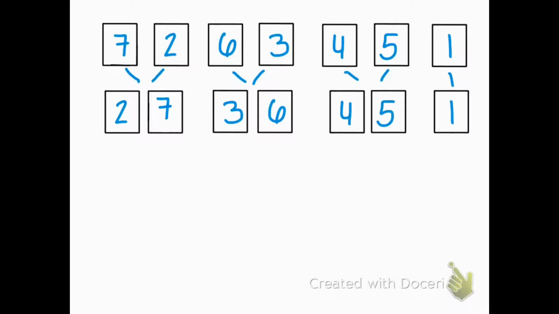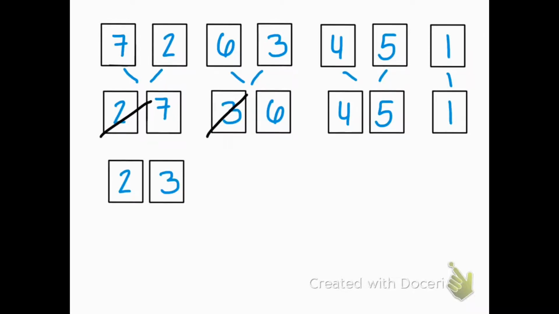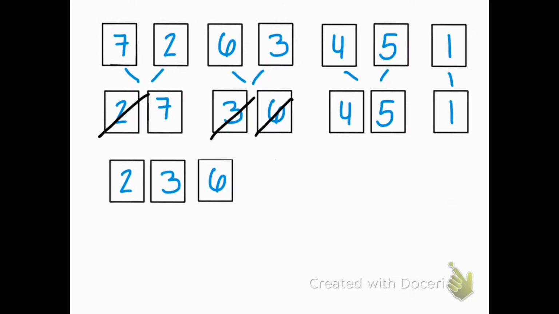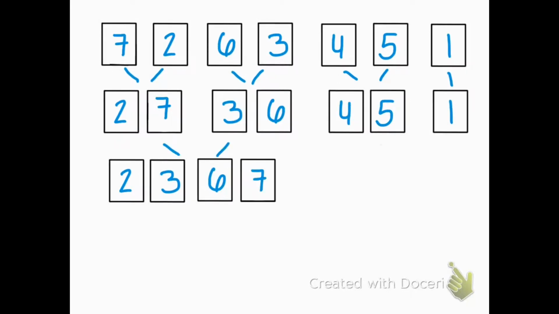So now we compare and merge these 2 lists and these 2 lists. So, is 2 less than 3? Yes. So we take the 2 and add it to a new list and stick with the 3. Is 3 less than 7? Yes. So we add the 3 to the new list and we stick with the 7. Is 7 less than 6? No. So the 6 is added to the new list first. And all that's left is 7. So that can just be added. So we just compared and merged these 2 lists.